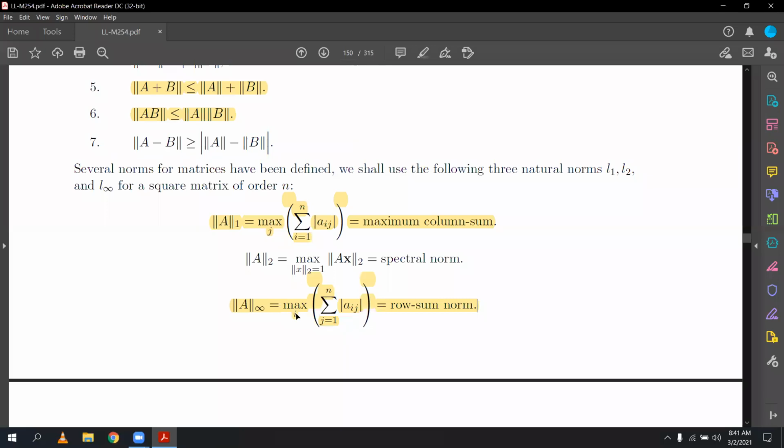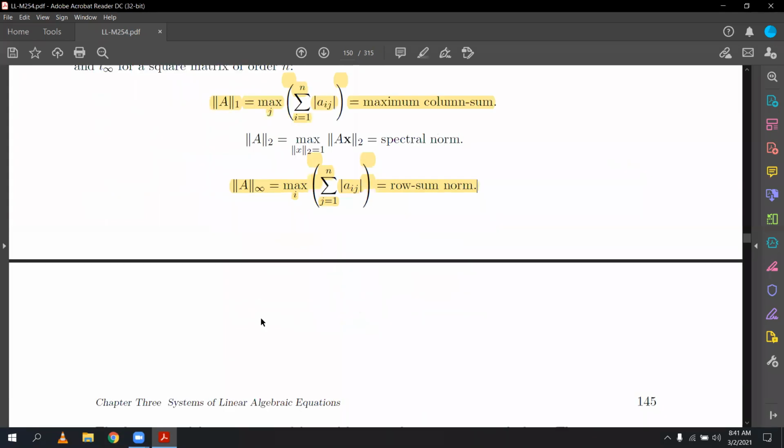I repeat again, you have, for example, a 3 by 3 matrix. So you have 3 rows. You just make the sum of the elements of the first row in the absolute sense, then the sum of the elements of the second row in the absolute sense, and the third, and whichever row is bigger, that is called the L infinity norm of the matrix.